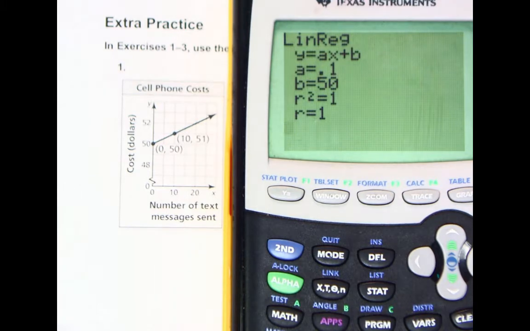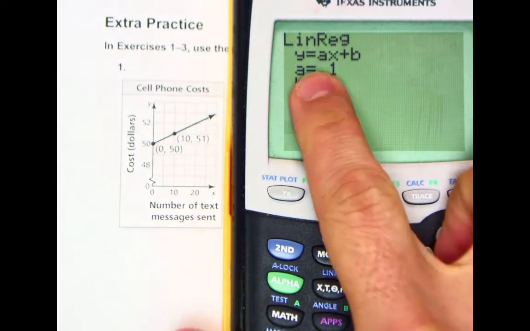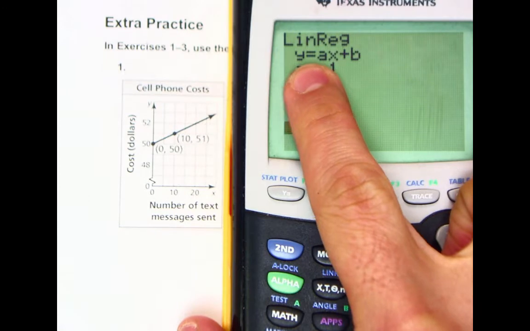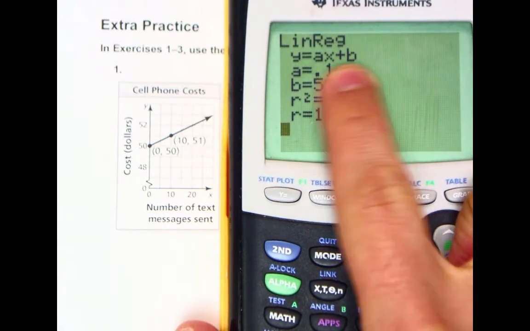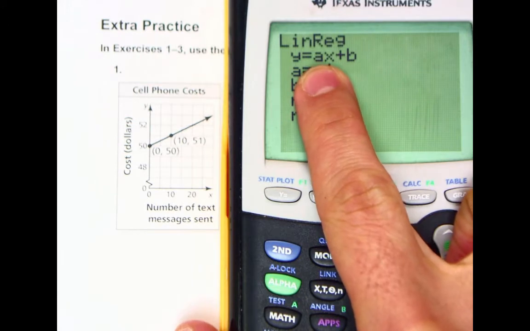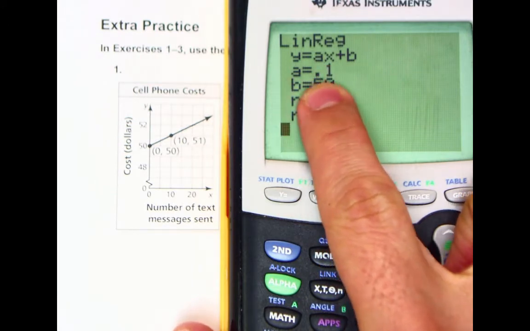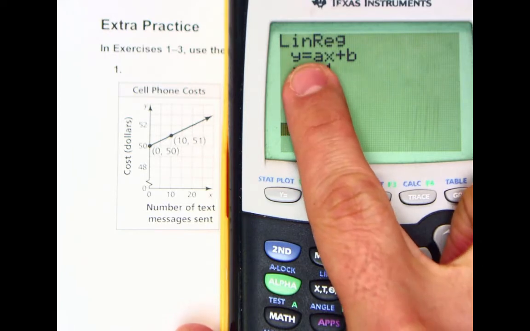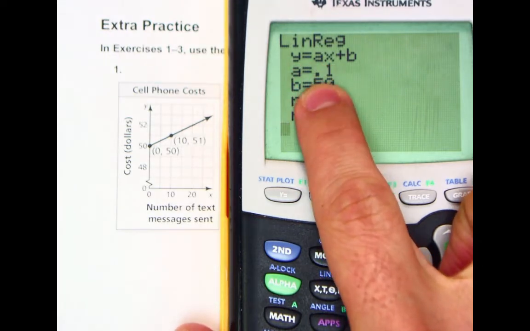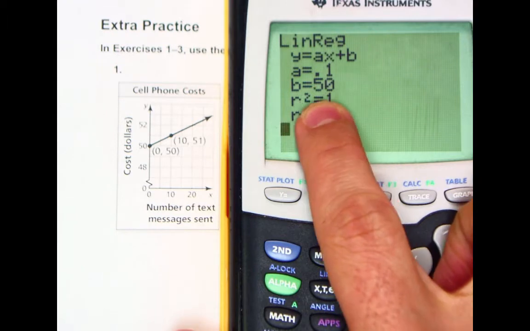Depending on what type of graphing calculator you have, you might have to hit enter a few more times. But basically, when you're done, it'll spit this out. You'll see here that the linear equation is y equals mx plus b. They use a instead of m for slope. And then all you do is fill in the information. So what this is telling us is that y equals ax plus b, or y equals 0.1x plus 50.